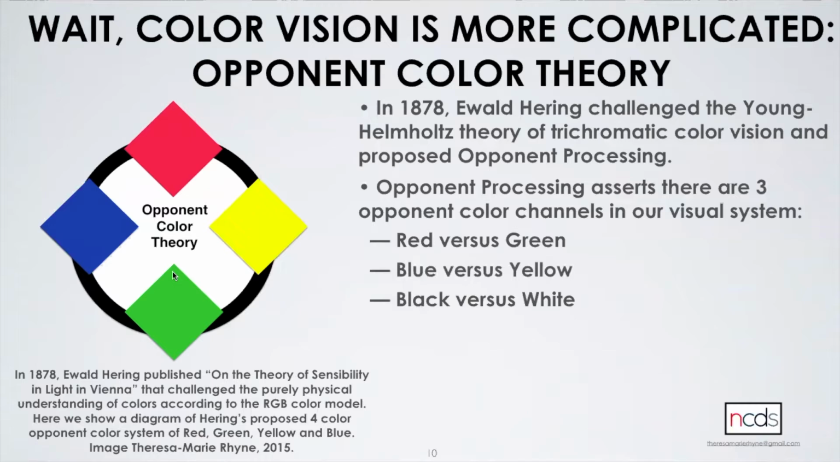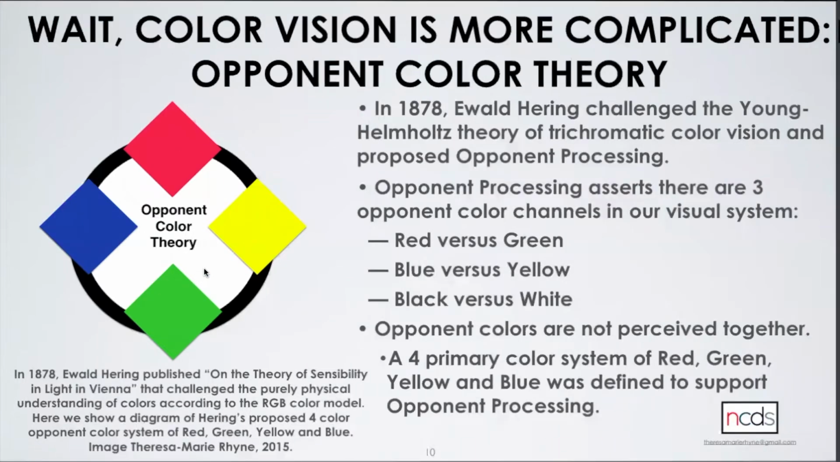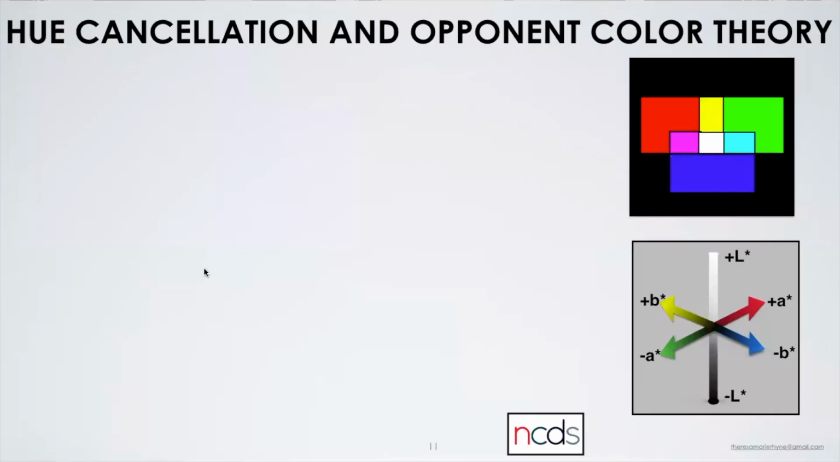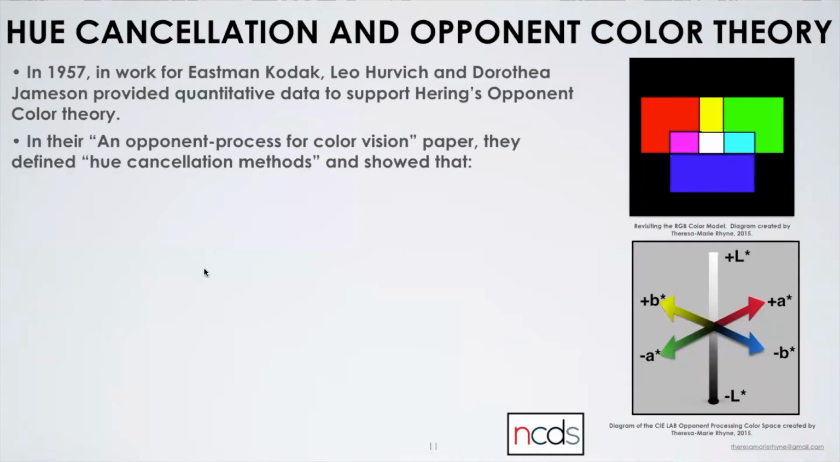He also pointed out that black and white have different combinations that we see in various light combinations. He said opponent colors are not perceived together, so he defined a 4 primary color system across in here. Now, it turns out that Helmholtz accused Hering of being crazy, not able to understand what was going on with regards to the vision in our eyes. It would not be until 1957 that Hurvich and Jameson, working for Eastman Kodak, would put out quantitative and qualitative data that supported Hering's opponent color theory.